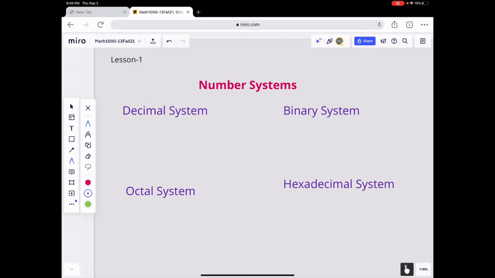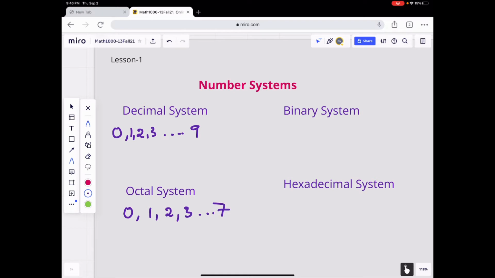Decimal system is the one that we use every day, okay? It has 10 digits. All right, it goes from 0, 1, 2, 3, all the way to 9. So you got 10 digits. All right, and octal system, octal means 8, so it has 8 digits in its system. So you have 0, 1, 2, 3, all the way to 7.